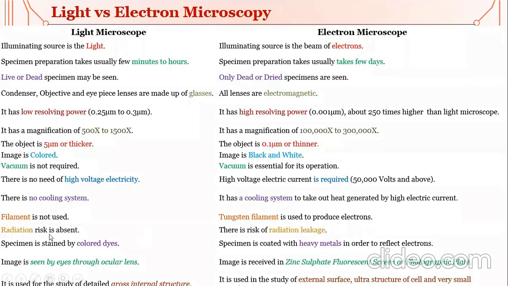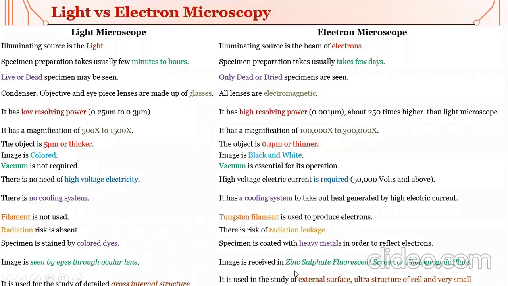Radiation risk is absent in a light microscope, because no radiation is used, but in the electron microscope there is a risk of radiation leakage. In the light microscope, the specimen is stained by colored dyes, and that's why we get colored images. In the electron microscope, the specimen is coated with heavy metals in order to reflect electrons, and in the light microscope the image is seen by eyes through the ocular lens.